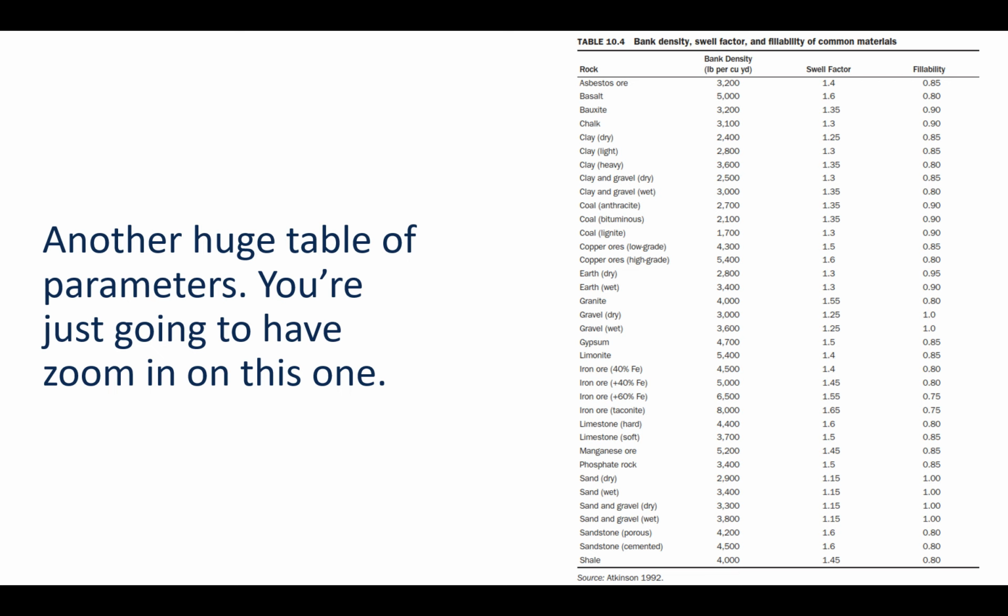And then we have another huge table of parameters here. You might have to zoom in here, and we have the bank density, swell factor, and the fillability. Those other things we discussed for various materials. This includes everything from asbestos ore to sandstone and shale, right? Different clays and gravels, coal, there's limestone in here, iron ore, pretty much a lot of the things you'd be expected to find at a surface mine. You can find them in this table.